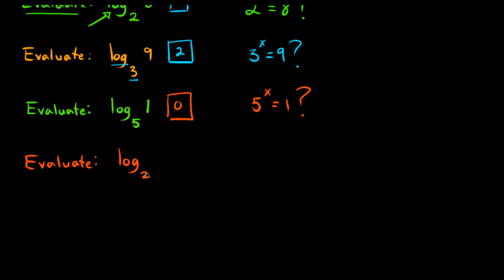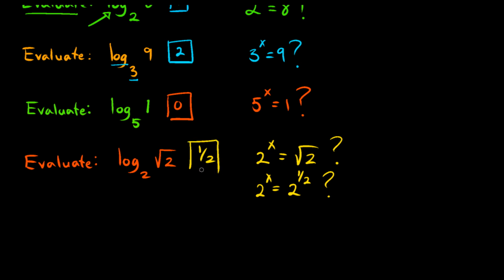Let's do another one. Log base 2 of the square root of 2. So this is saying 2 as a base raised to what power is the square root of 2? Well, if I write the square root of 2 as an exponent instead of as a radical, it's 2 to the 1/2 power. So 2 to what power is 2 to the 1/2 power? It's obviously 1/2. Let's do one more.